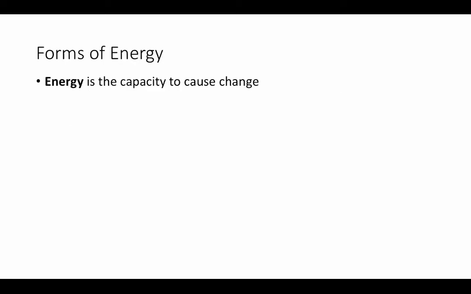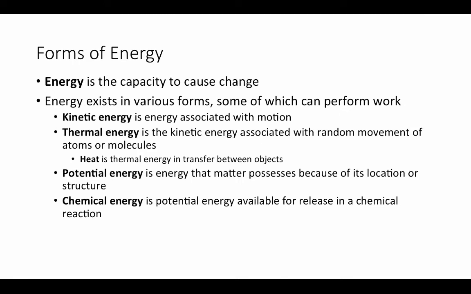So let's just review the different forms of energy. So remember that energy is the capacity to cause some kind of change in the world. And there are different forms of energy, some of which can perform some sort of useful work. As a review, kinetic energy is energy associated with directional motion. Thermal energy is the kinetic energy associated with random movement of atoms or molecules. And remember that when we say heat, we're talking about the transfer of thermal energy from one object to another. And then we've talked a lot about potential energy, energy that matter possesses because of its location or structure.